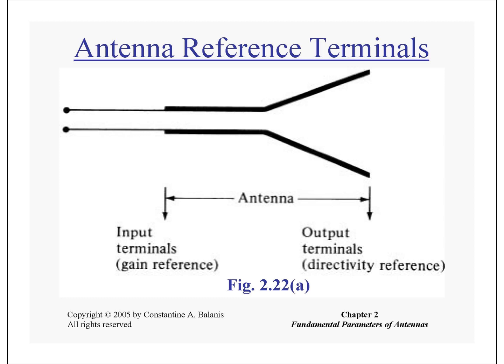This diagram basically shows the antenna reference terminals, that is the structure of the antenna. It is the transmission line, the feed line, and then the antenna structure. So there are input terminals and they are also called gain reference terminals, and similarly output terminals, and those are called directivity reference terminals. At the output terminals, if we observe, we will only see the radiation pattern.